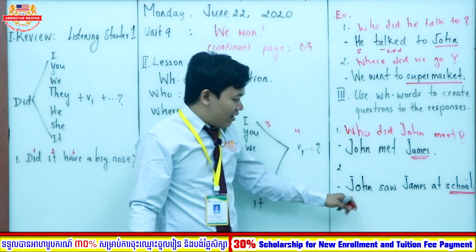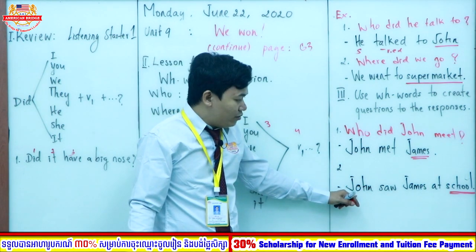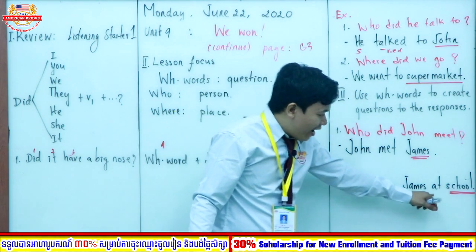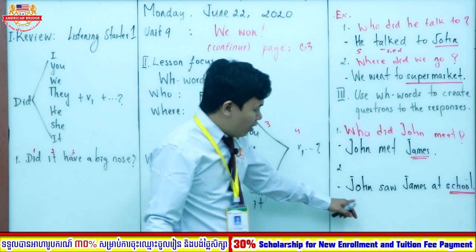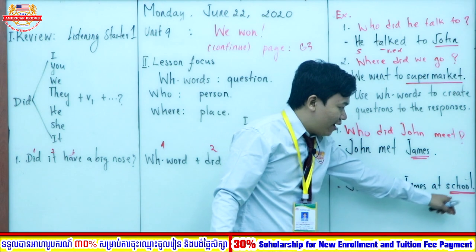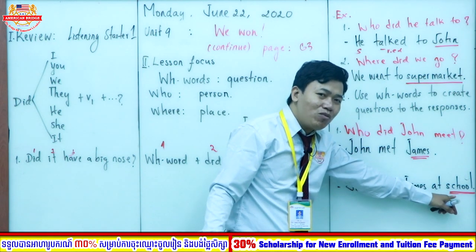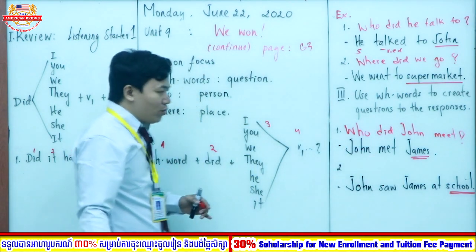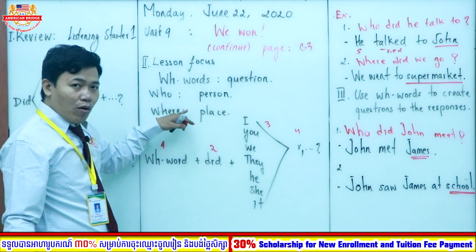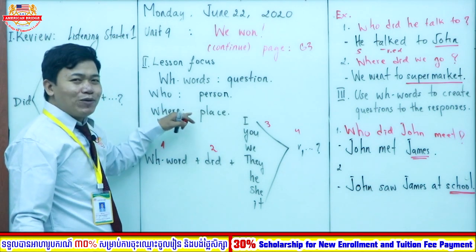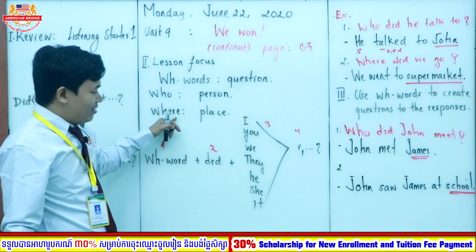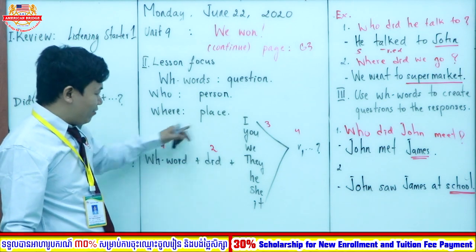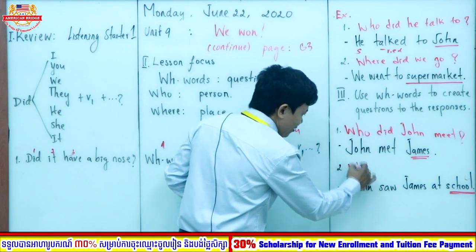Now take a look at the second response. So we are going to make a question to the response. John saw James at school. Again, John saw James at school. I underline the word school, which means that I want to make a question to ask about school. Okay, so school. Is it about person or place? Great. School asks about place. Look at the form. WH word we need to put first, right? Follow the form. Yes, we need to put where.